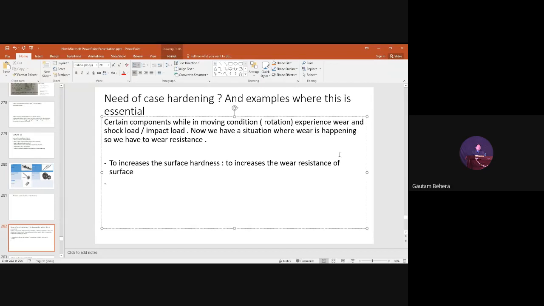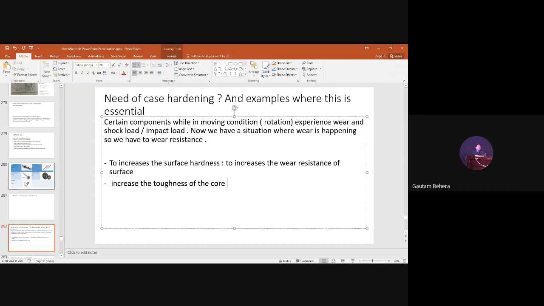Next, you can see there is another situation where these components will face shock loading. They will experience shock load, very sudden loading, right? In that condition, we need the material to have high toughness. Toughness will be provided by the core basically. So I can write: increase the toughness of the core. Otherwise, the material may break easily. A crack may get initiated and it can easily propagate through the material, right?